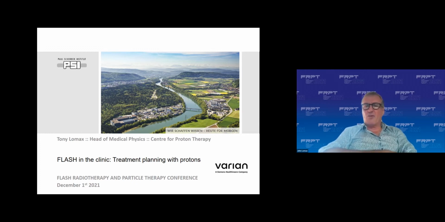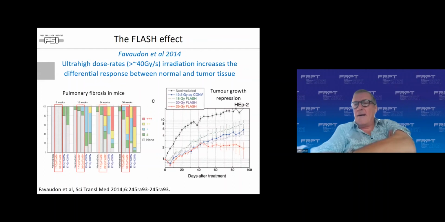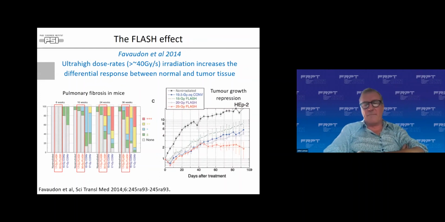So yes, I'm going to give a talk on treatment planning, but specifically for protons and specifically for pencil beam scanning, and also specifically in relation to Flash, which of course is the topic of this conference. I want to say that a lot of this work has been funded partially by Varian in a close collaboration with that company.